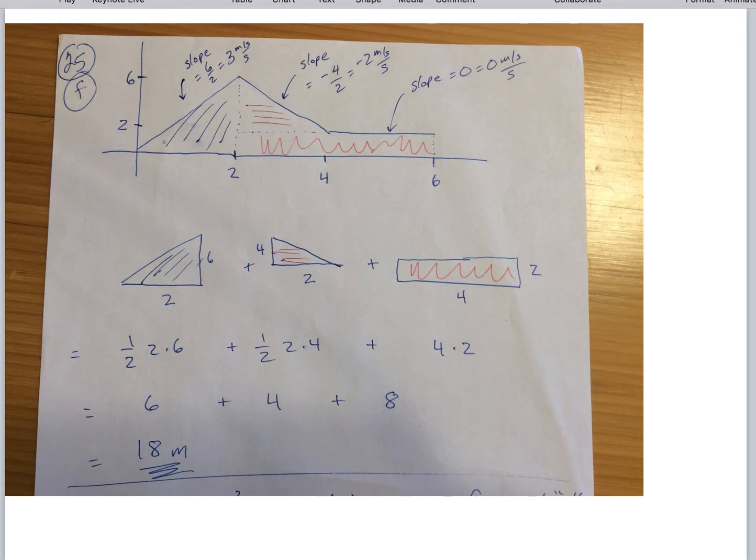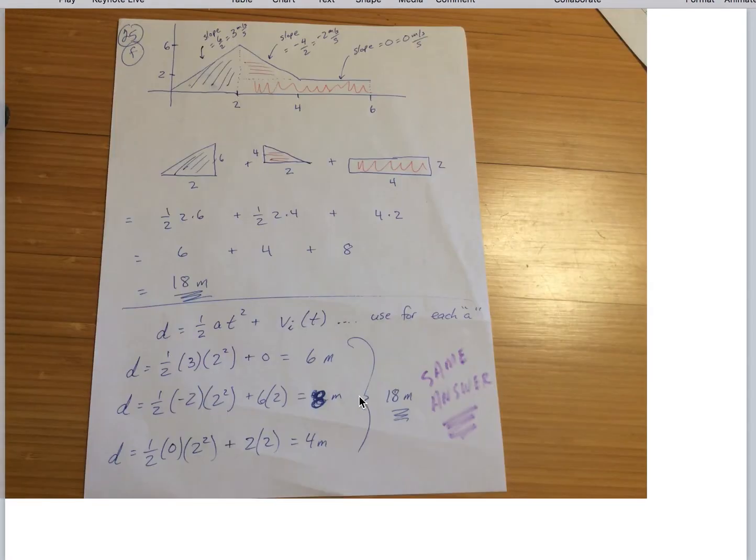You could use the distance formula. The thing is, you just have to use all those slopes, all of those values of acceleration. So for the first 2 seconds, the slope was 3. So that's the acceleration. For the next 2 seconds, the slope was negative 2. Now be careful, you also began at a velocity of 6 for that interval. So make sure you incorporate that initial velocity for that interval.